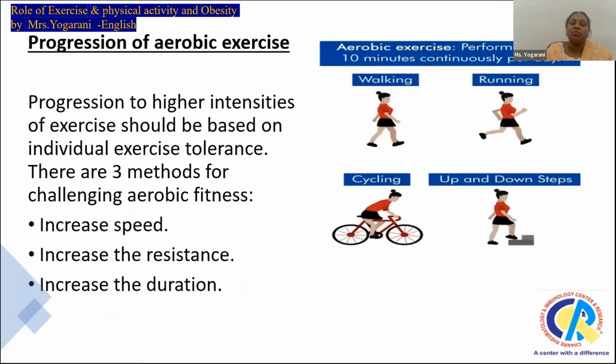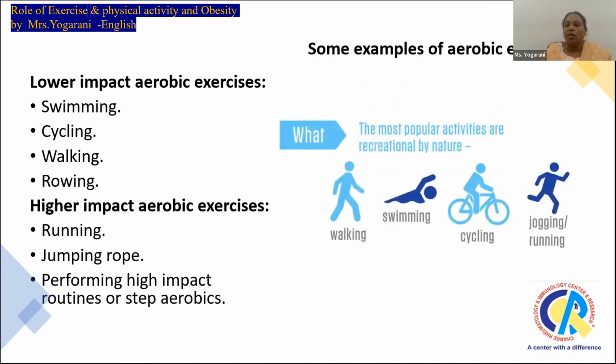Let me explain what aerobic exercise is and how you have to do it. In aerobic exercise, you start slowly and gradually. After that, you have to increase the speed, resistance, and duration. We'll see some of the aerobic exercises. We have two types of aerobic exercise: one is lower impact, another one is higher impact. Lower impact is swimming, cycling, walking, those things. Higher impact exercises are running and jumping.